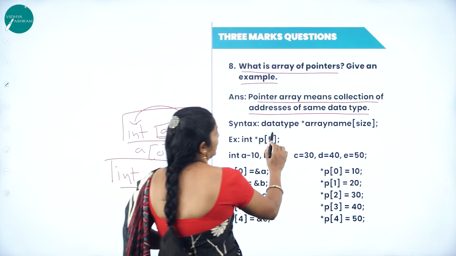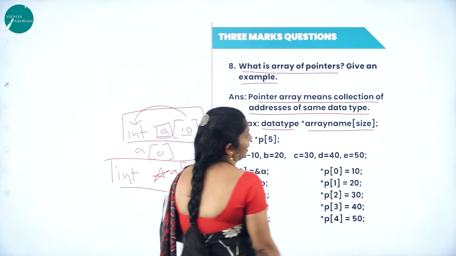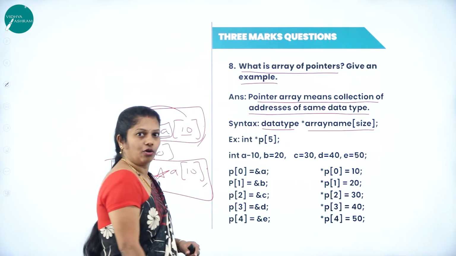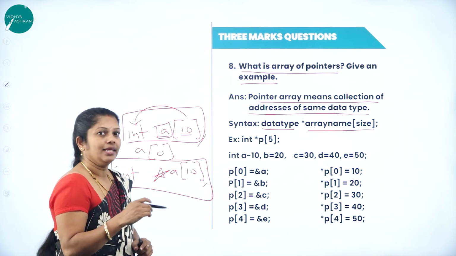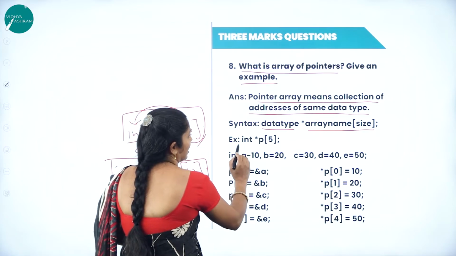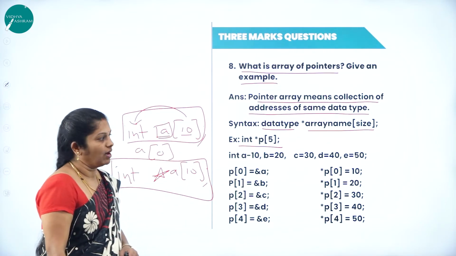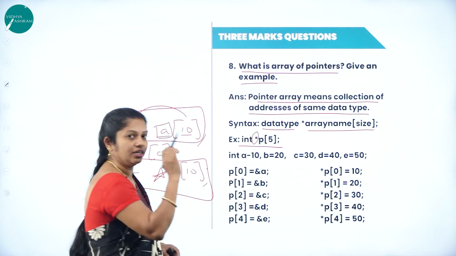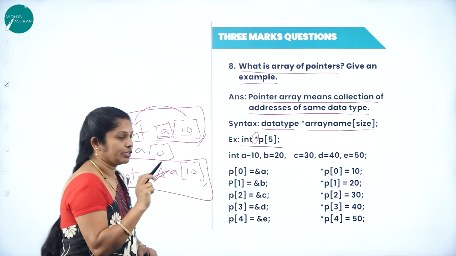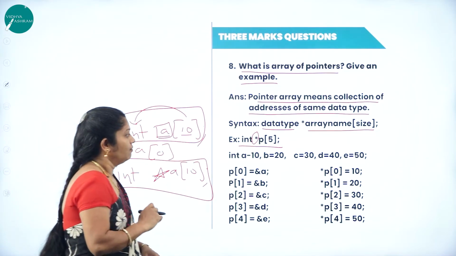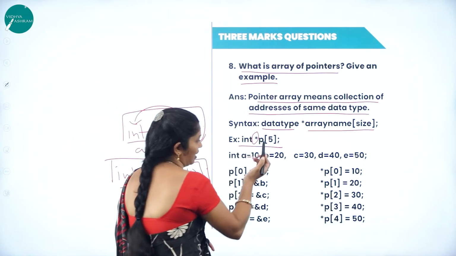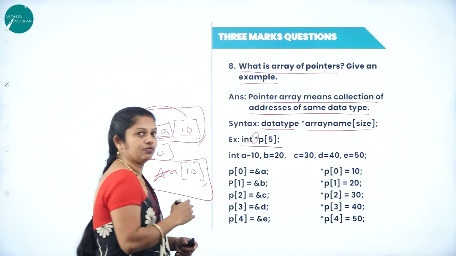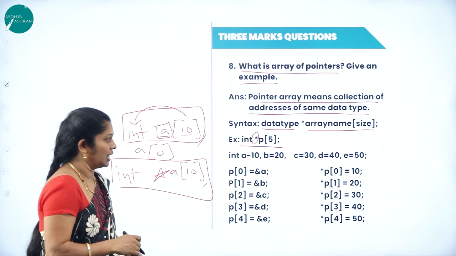To represent it, we write the data type, the array name, and then the size. Before writing the array name, you have to write the star operator. From that, I can say that it holds addresses. In this example, if I write int *p[5], then a total of 5 addresses will be stored. Here we have the star operator, so I can say that it will store 5 addresses. For example, a equals 10 we are initializing, b equals 20, c equals 30, d equals 40, and e equals 50. Like that, whichever value you want, you can initialize.